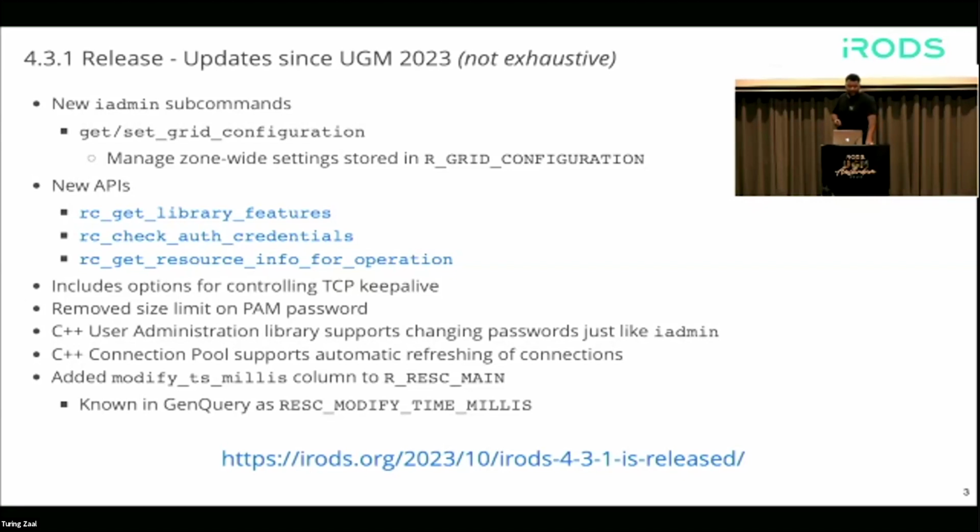The last thing here of note is we've added a new column to the R_S_Main table. What we do now, when you modify a resource, is track it to millisecond precision. This came out of work on the connection pool, and this new column is also available in JQuery 1, so that's great.